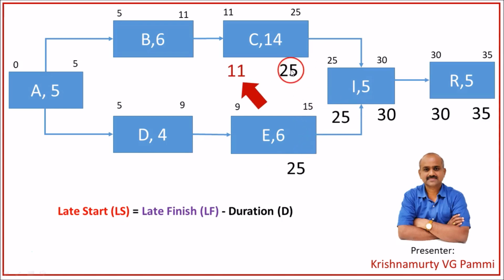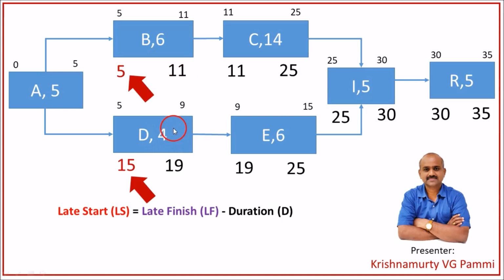So if you deduct duration from the respective late finish, that means for activity C, 25 minus 14 becomes 11. This 11 is late start for activity C. Similarly, 25 minus 6 becomes 19. This is the late start for activity E. Now, this 11 will get carried forward here in backward pass. So this is the late finish for activity B and 19 is the late finish for activity D. Now, if you deduct duration, that means 11 minus 6 is 5 for activity B. This 5 is late start for activity B. 19 minus 4 is 15. 15 is late start for activity D.